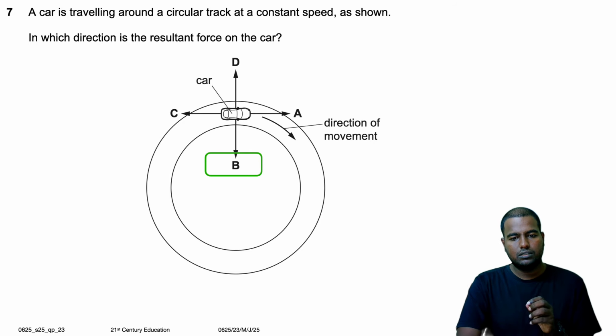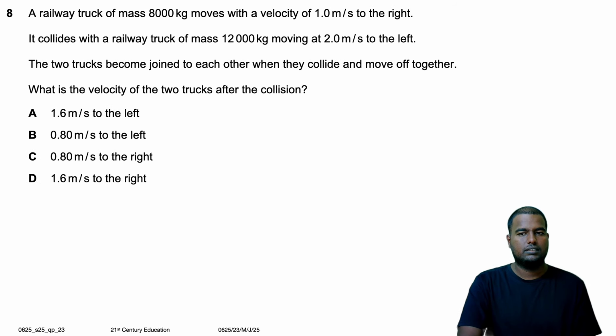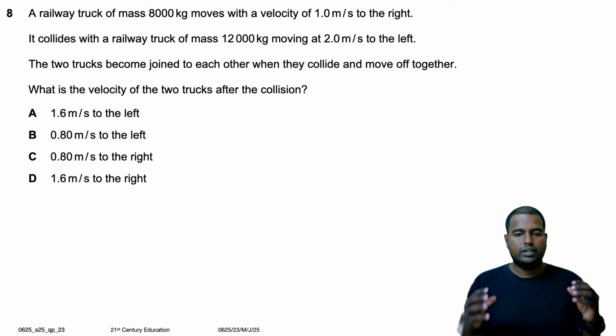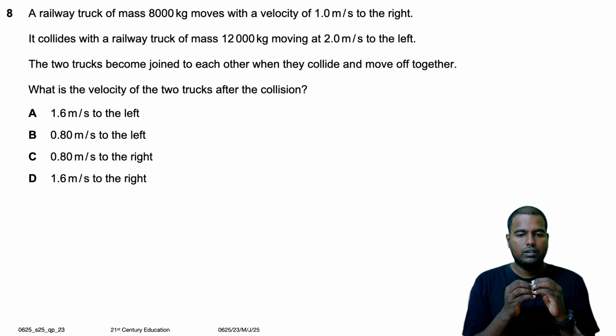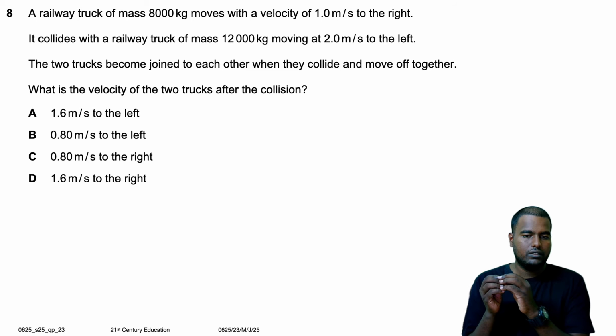In any circular motion, force is towards the center. A railway truck of mass 8,000 kg moves with a velocity of 1 meter per second to the right. It collides with a railway truck of mass 12,000 kilogram moving at 2 meter per second to the left. The 2 trucks become joined to each other when they collide and move off together. What is the velocity of the 2 trucks after the collision? Okay. 2 trucks are traveling in opposite directions. After they collide, they move in the direction of whichever has bigger momentum.